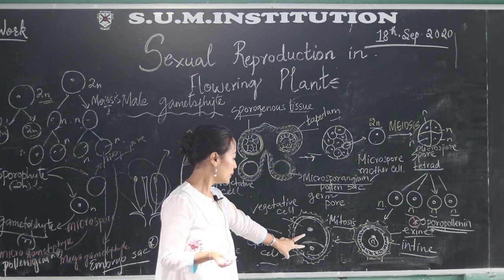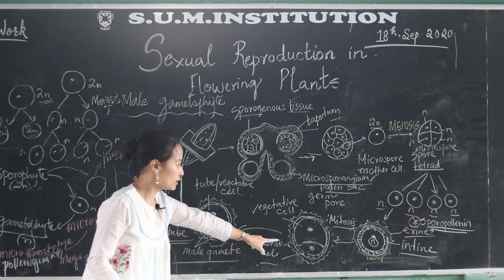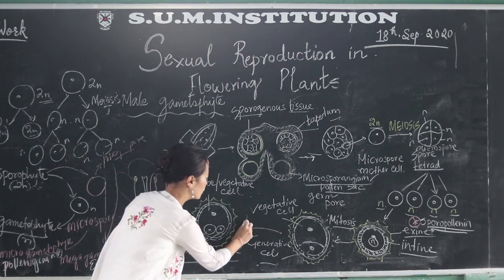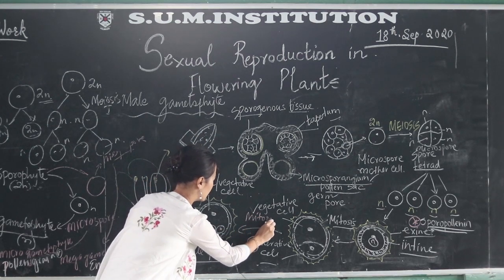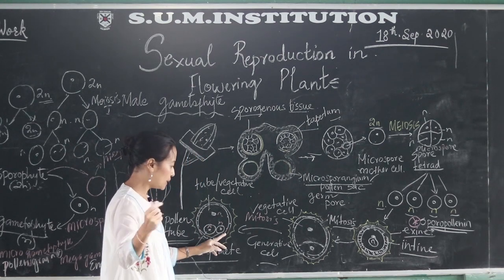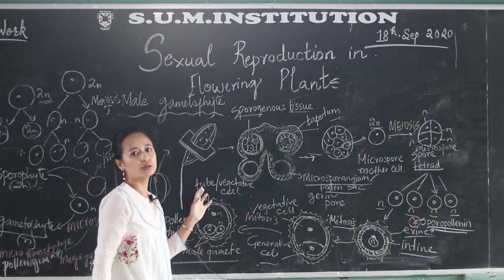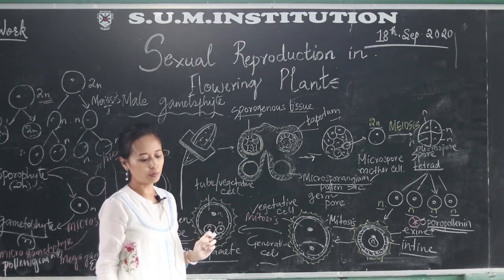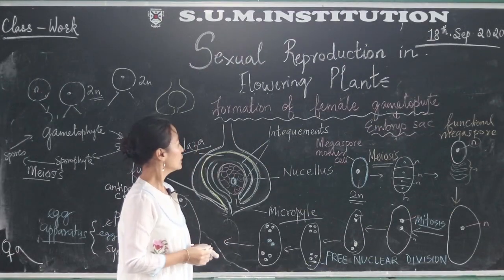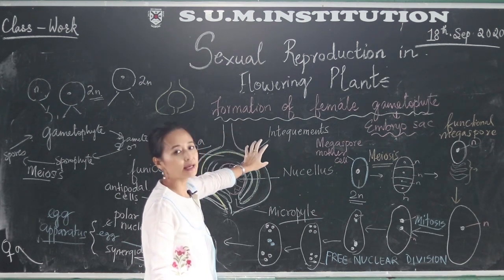Okay, so they will be released either at the two cell stage, or the generative cell may again divide once mitotically to form two daughter cells, the male gametes, and then at the three cell stage pollination may also occur. Right, now we will start with the formation of the female gametophyte.